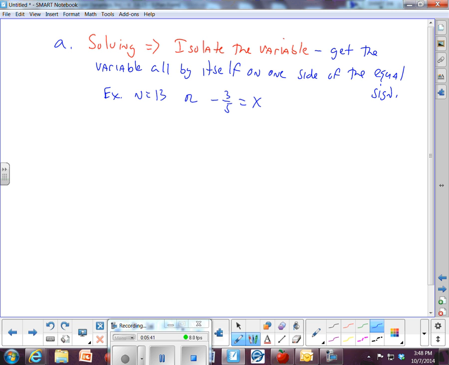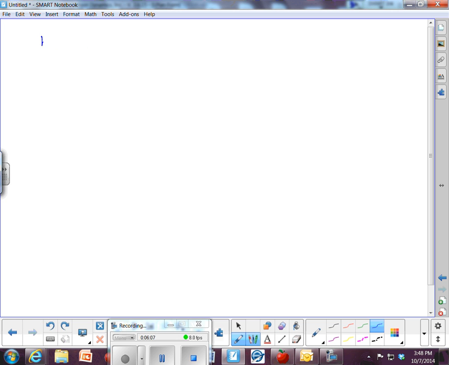So what does it mean to solve an equation? It means to isolate the variable. You're going to get the variable all by itself on one side of the equal sign. And remember, you are finding the value of the variable that will make the equation true. Let's talk about some mechanics of solving. So I'm going to put here little b, when solving.